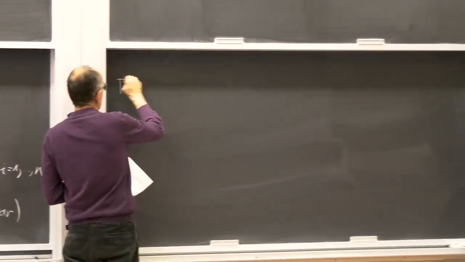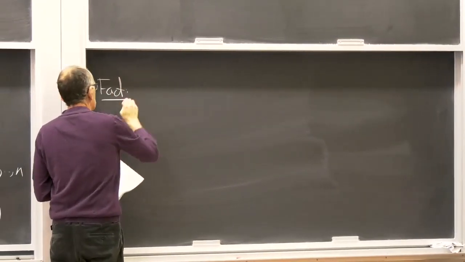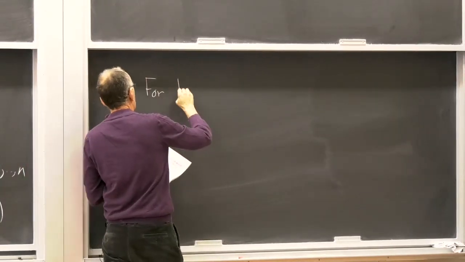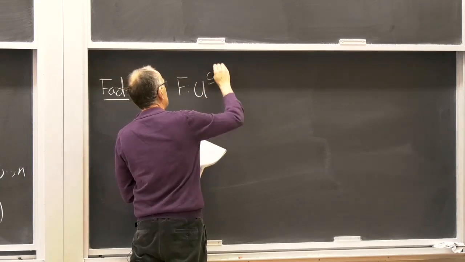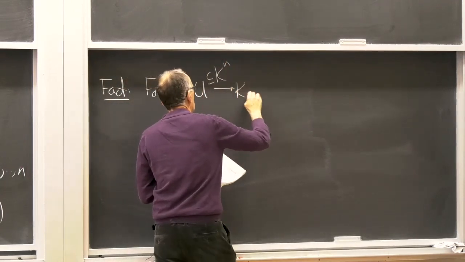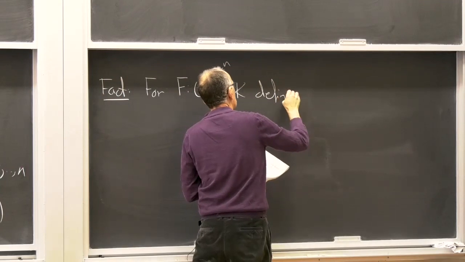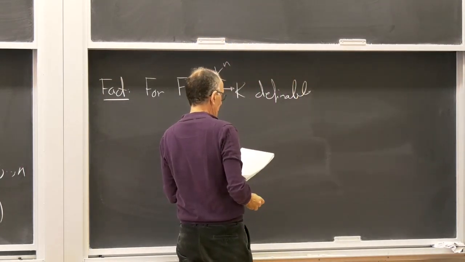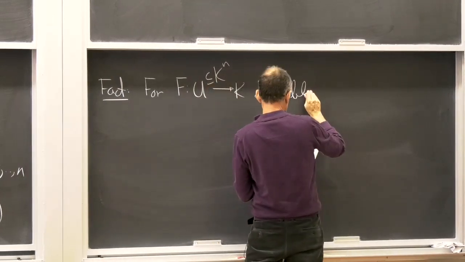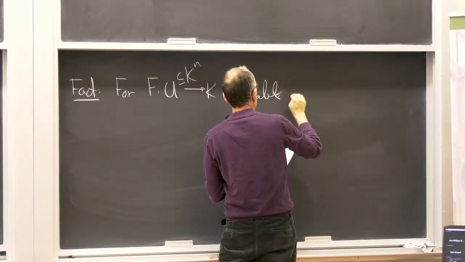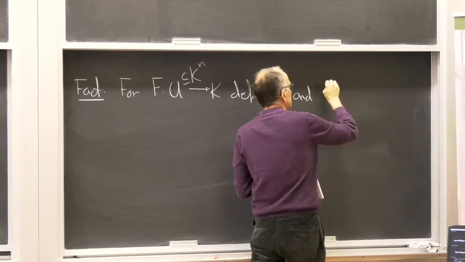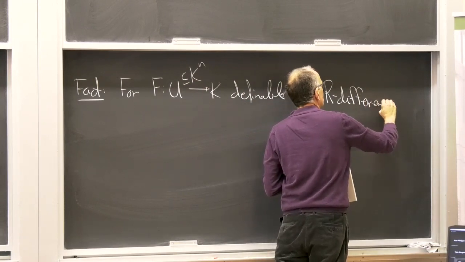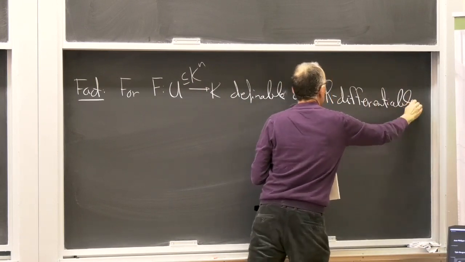And now coming back to our setting, it is a fact that for f from K^n to K definable, of course, this is over C. I'll add it, I'm not sure if you need it or not, but let's say R-differentiable. So it's differentiable in the sense of the real closed field.